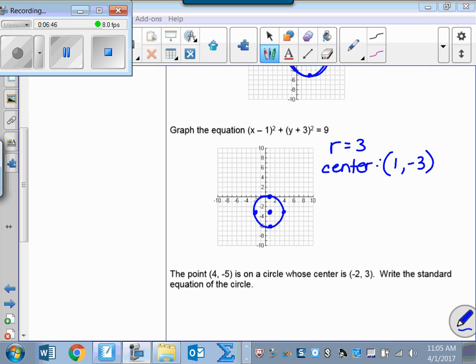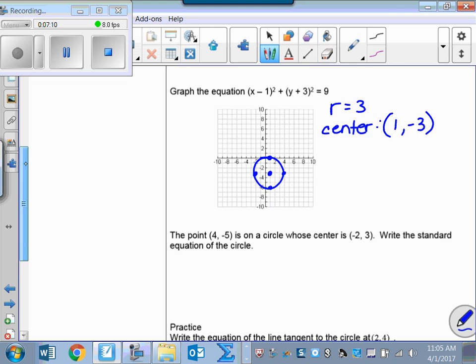Okay, hope that's what you got. You know that the radius is the square root of 9, which is 3. My center is going to be at 1, -3, because h is 1 and k is -3. And so just like I did a minute ago, I plot my center, I go out 3 to the left and to the right, up 3, down 3, and then connect all those as best I can to make it look like a circle.